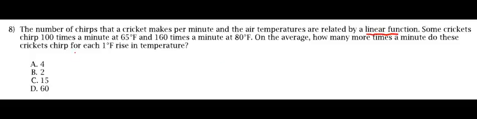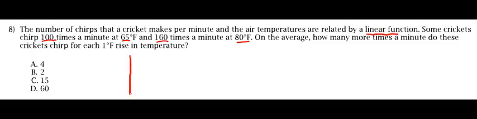And it's giving you some relationship here, saying the birds chirp 100 times a minute when it's 65 degrees, and 160 times a minute when it's 80 degrees. So there's 4 different numbers in there. Okay, the temperatures are related, and are the same unit, and the chirps are the same unit. What you have here is you actually have 2 different points on a graph.